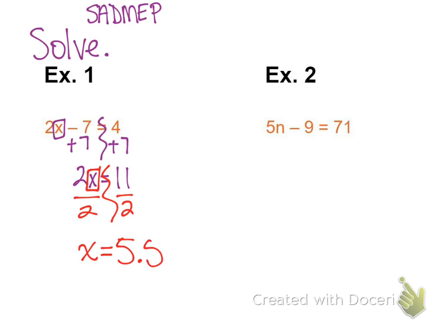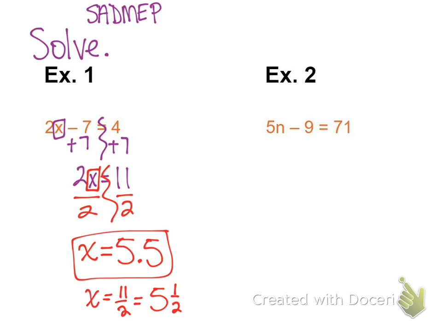5.5 would be acceptable. If you left it as a fraction of 11 over 2, technically that's fine. If you wrote it as 5 1/2, technically that's fine. All of those represent the same number.